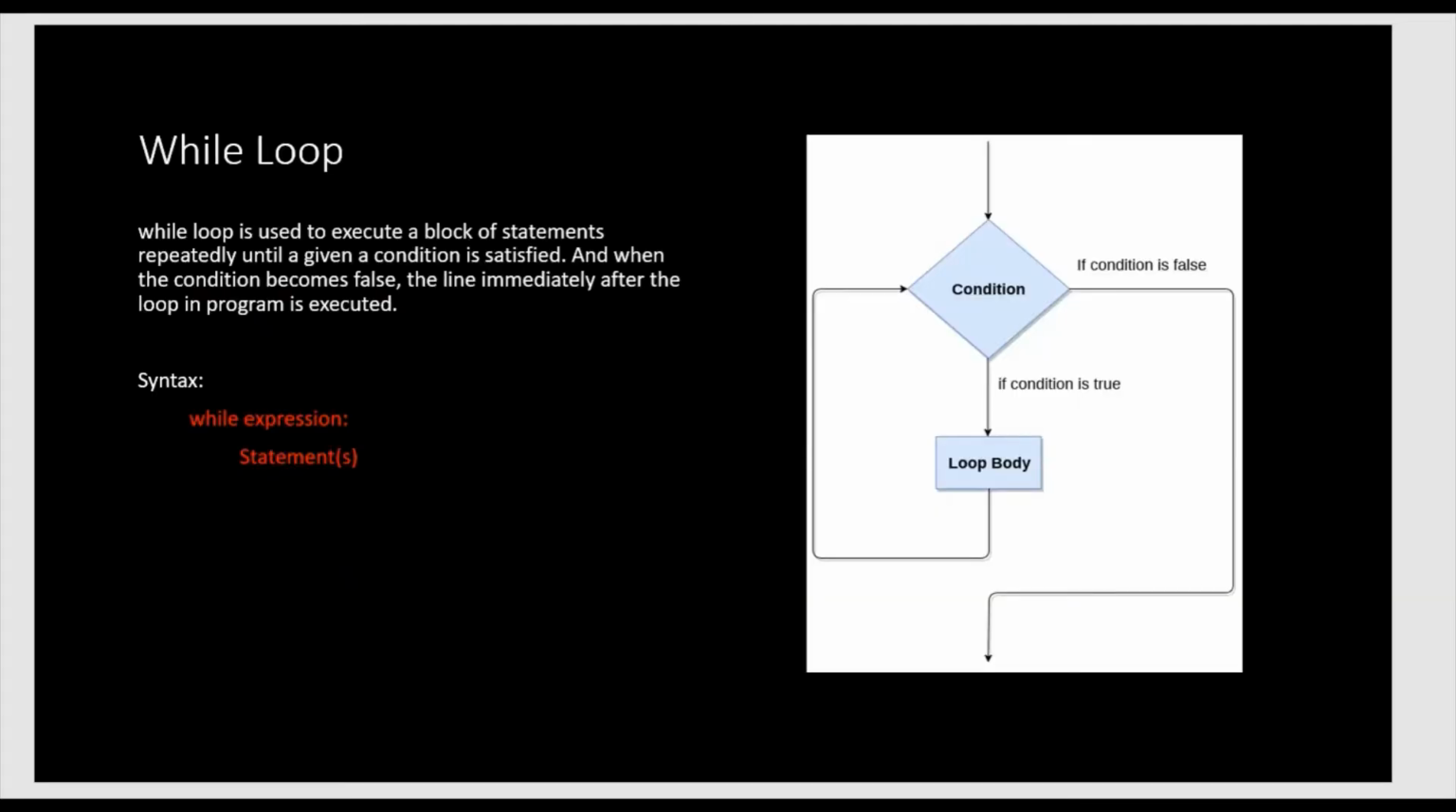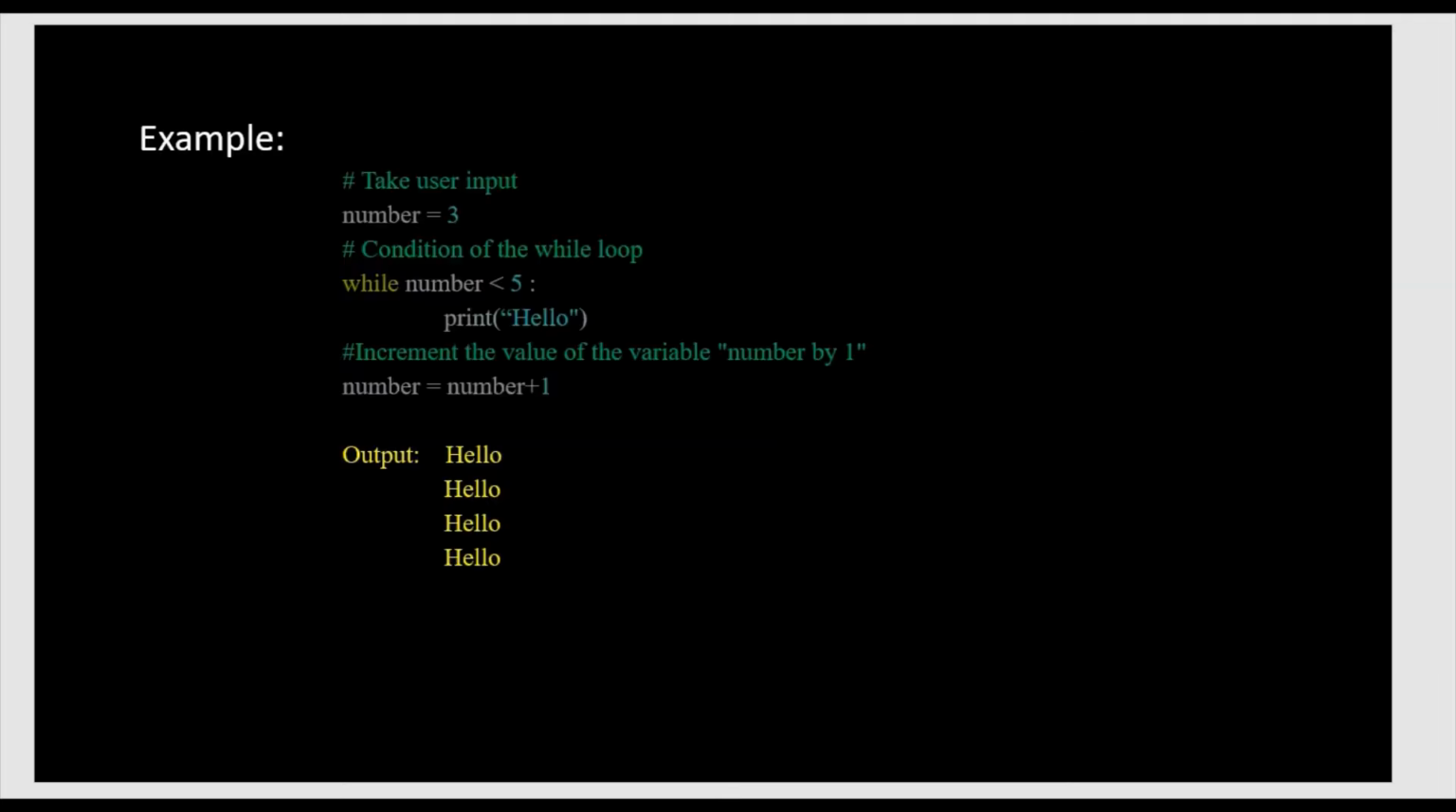The next topic is while loop. A while loop is used to execute a block of statements repeatedly until a given condition is satisfied. Simply we can say it is a continuously iterating loop, up to the given statement being true. Here the syntax is while expression: statement, and here is the flowchart. If the condition is true, the loop body will be executed until the condition is false. So here you can clearly understand from the example.